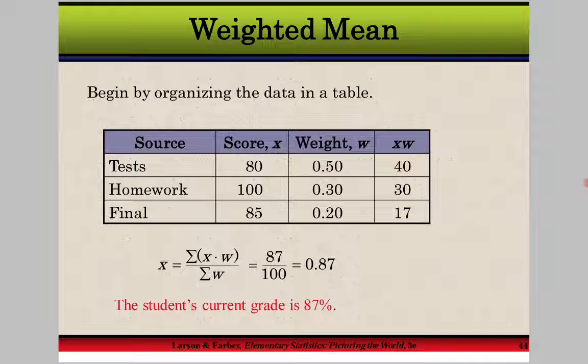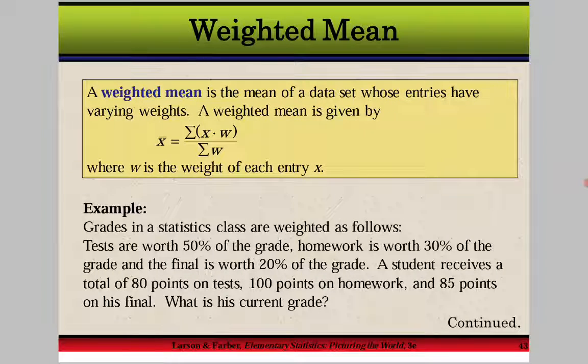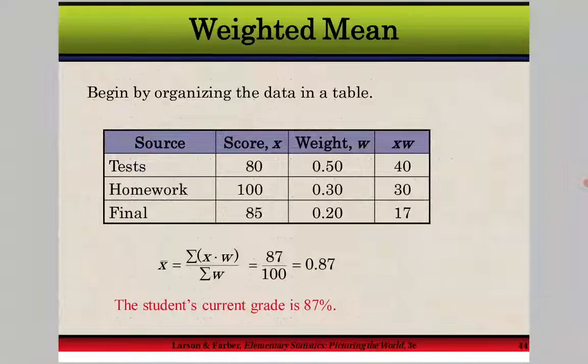Begin by organizing the data in a table: source, score x, weight w and x into w. So tests, homework and final. Tests means 80 marks, homework is 100 marks and final is 85 marks. What is the weight? The weights are 0.50, 0.30 and 0.20, and x into w means 40, 30, 17.